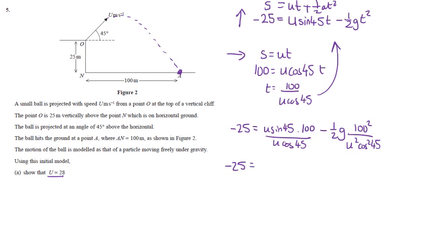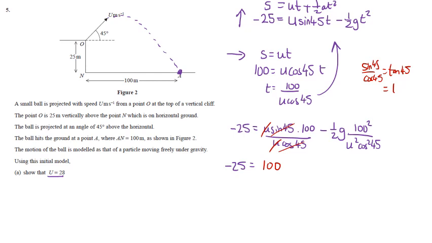So I'm going to have u divided by u, so that cancels. Then sine 45 over cos 45. Sine over cosine is tangent, and tan 45 is 1, so that cancels as well. Or the other way to think of it is that sine 45 and cos 45 are both 1 over root 2, so they cancel. So all I'm left with there is 100.